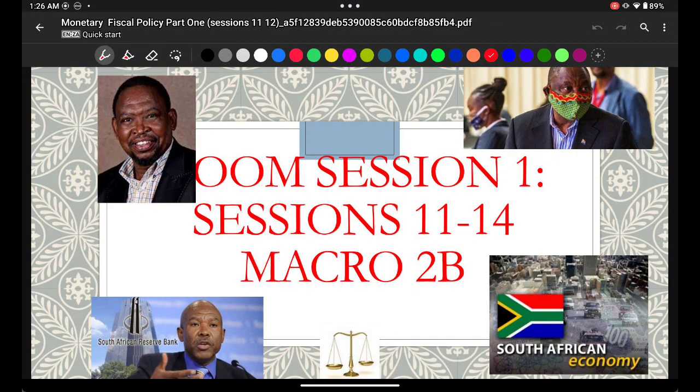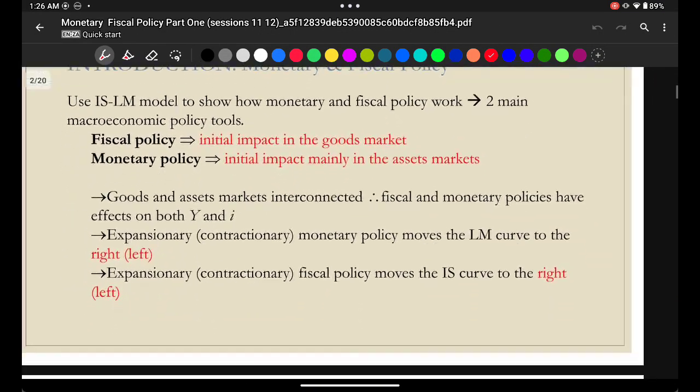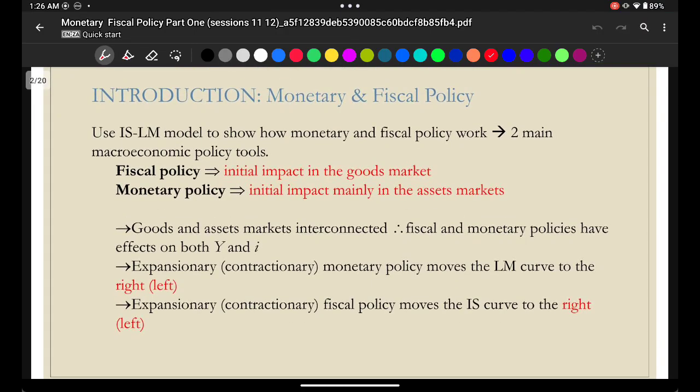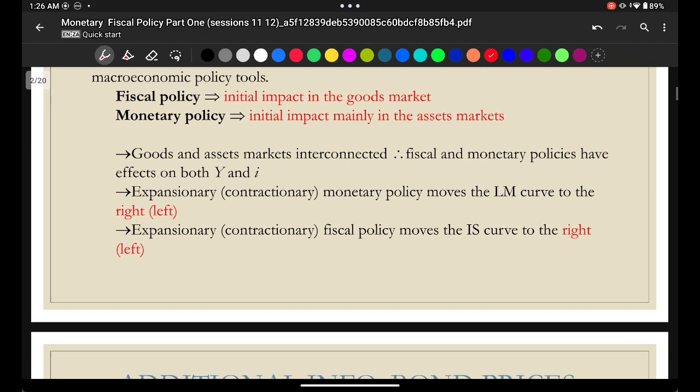Okay, so now we're on session 11 and 12, right? Okay, so what's fiscal policy? I told you, anything that happens in the goods market, right? The government spends money, which is G, or the government reduces taxes, increase taxes, T. Monetary policy happens in the money markets when the South African Reserve Bank, the central bank, increases the supply of money or they decrease the supply of money, right?